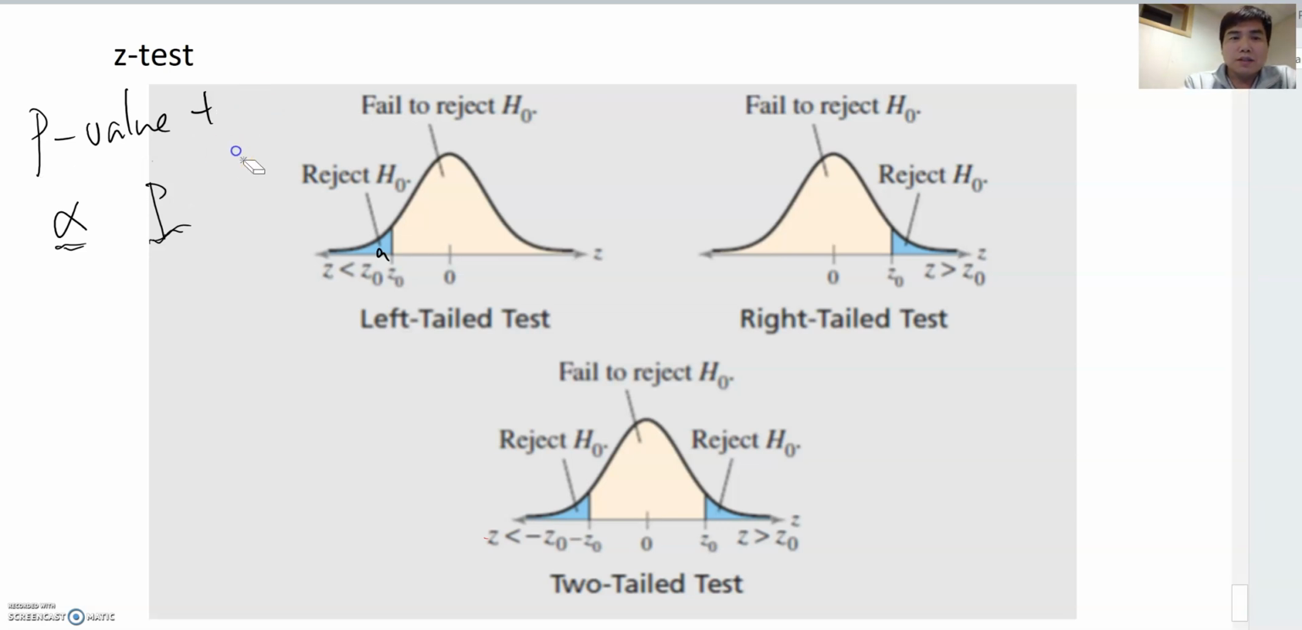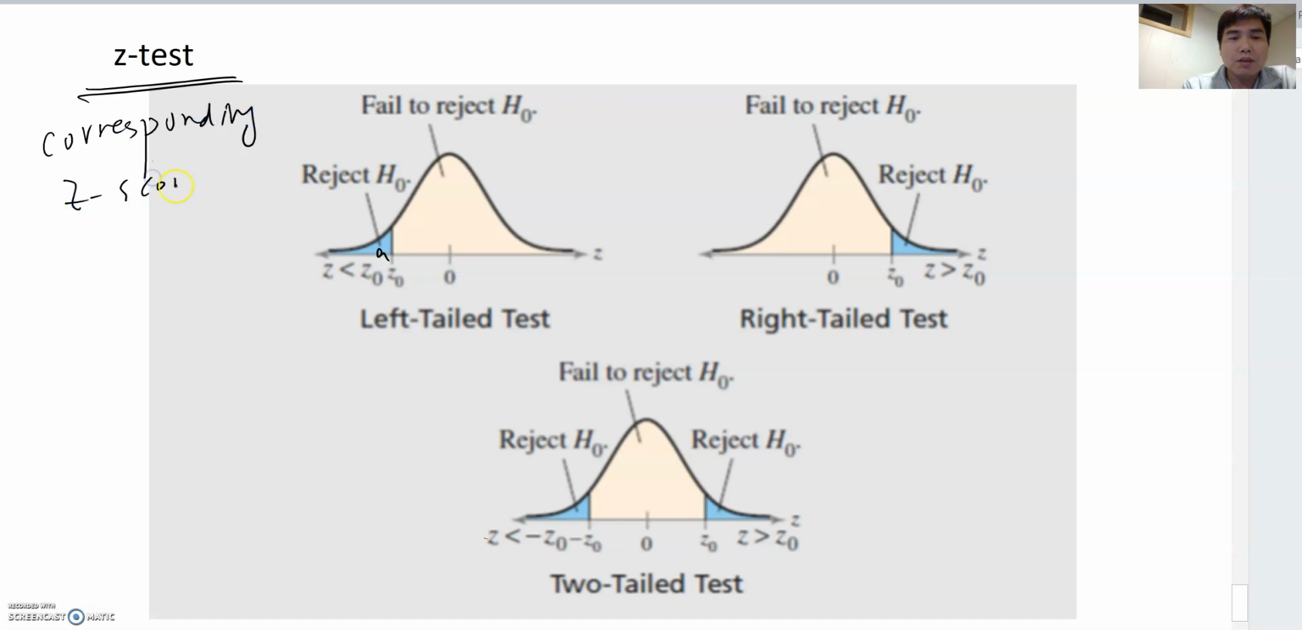But in the z-test, we are not finding the p-value of the sample. Instead, we are using their z-score. Therefore, in this z-test case, we need to find the corresponding z-score of alpha. That's the big difference here. And then we will set up the regions of H0 and HA based on this z-score, and then we analyze it. Okay, look at these three graphs here.